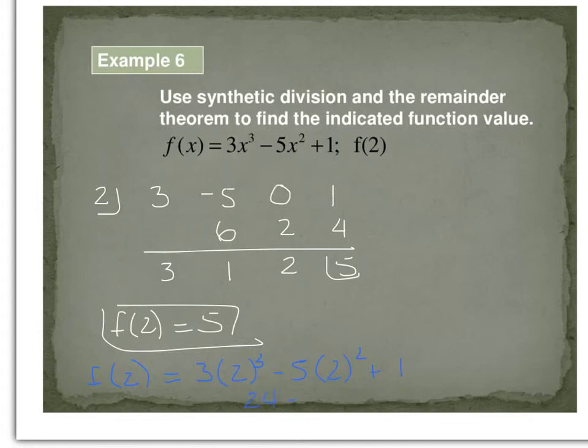2 squared is 4, times 5 is 20, plus 1. 24 minus 20 is 4, plus 1 is 5. So that's me checking my work to make sure that that is in fact my answer. And that's where that remainder theorem is coming from. It's the same thing as doing this.